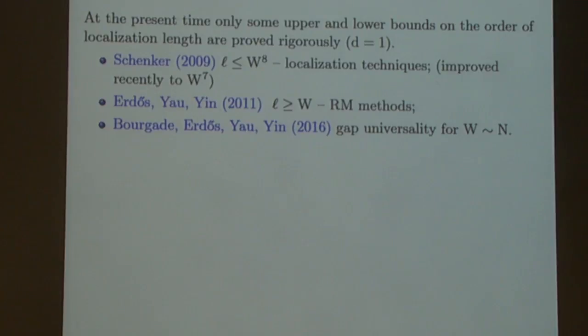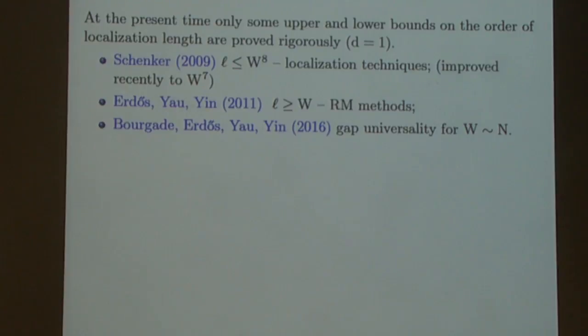Okay, so let me first say what kind of existing results we have. As I said, we have results only in D equals 1. From the work of Schenker, the localization length is smaller than W to the 8. Once again, that is the 1D case. The expected value is W squared, so that bound is far from optimal. That bound was obtained by the localization technique that was used for random Schrödinger, and it has not been improved much; now it's improved to W to the 7, but it's still far from W squared.